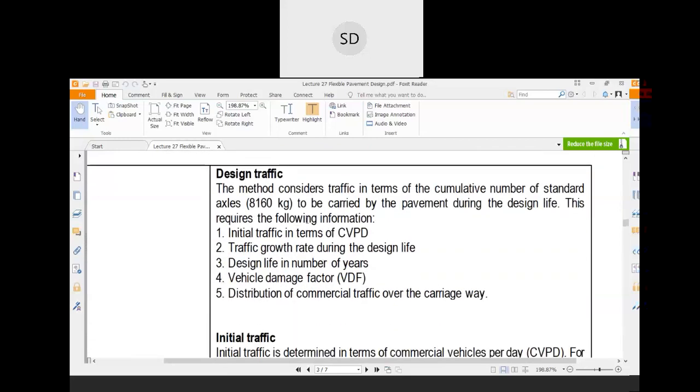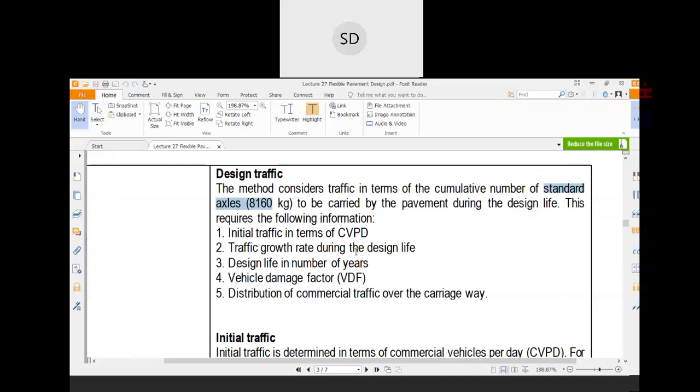Now, another important thing is, whenever you are designing a road section, you have to first calculate the total number of load repetitions for the different vehicles. Okay, now the method considers traffic in terms of the cumulative number of standard axles to be carried by the pavement during the design time. Now, what is this standard axle? Now see, on the road, there are different types of vehicles which have different configurations and which have different types of loads.